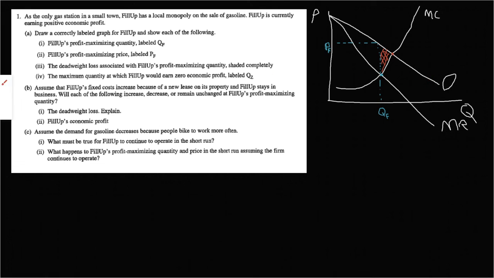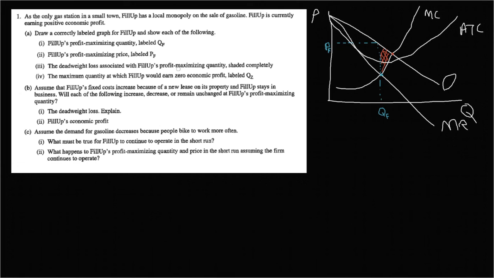And then we should probably also draw our average total cost, which will have a minimum when it intersects the marginal cost curve, but that isn't taken into account with the deadweight loss.